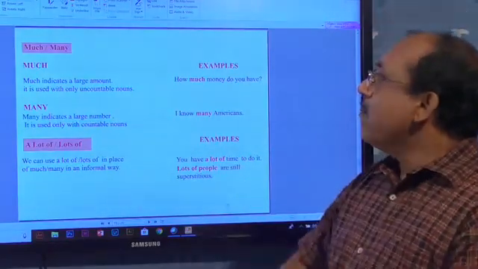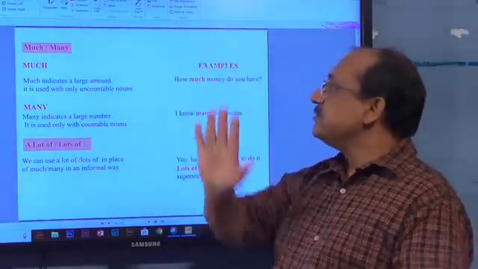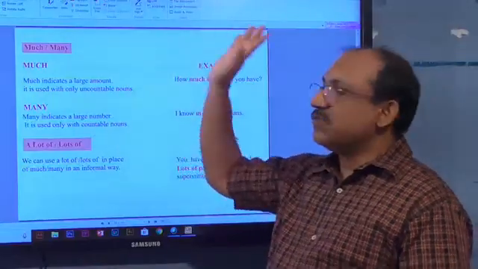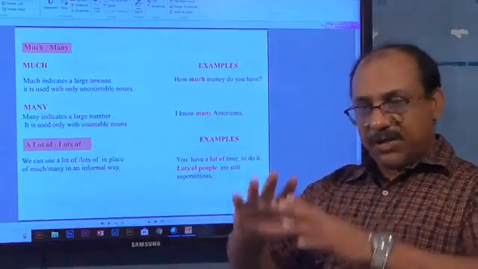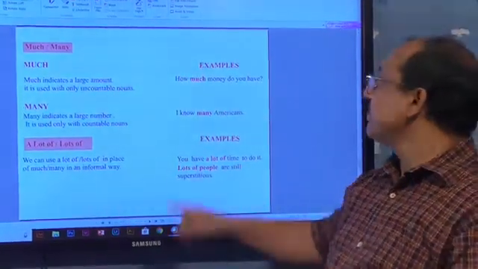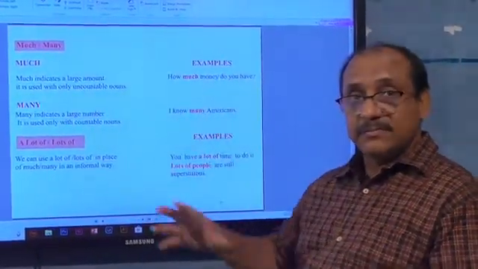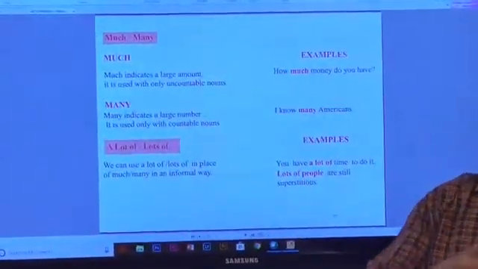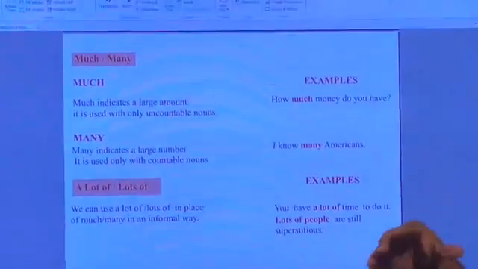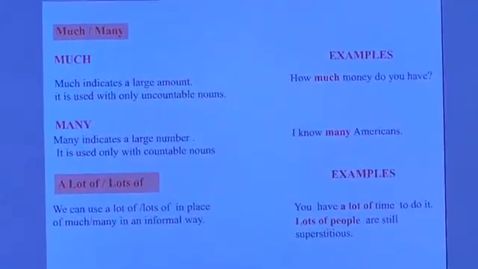Much, many. Much is used with a large amount, with uncountable nouns, showing a large amount. Much money: money is uncountable and much shows a great amount. So, how much money do you have? How much money?